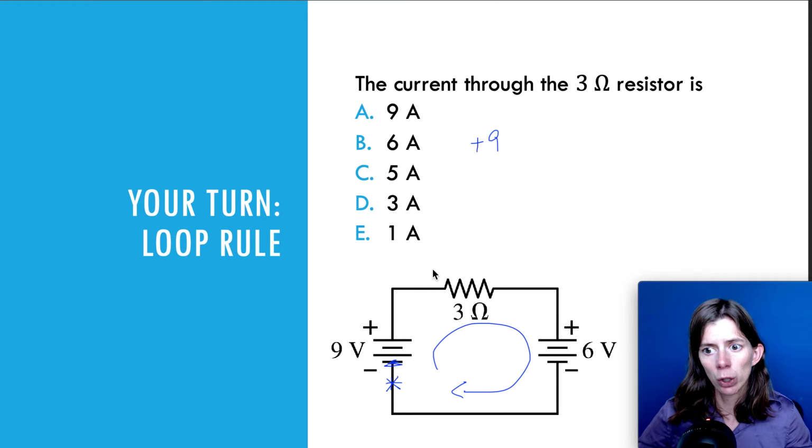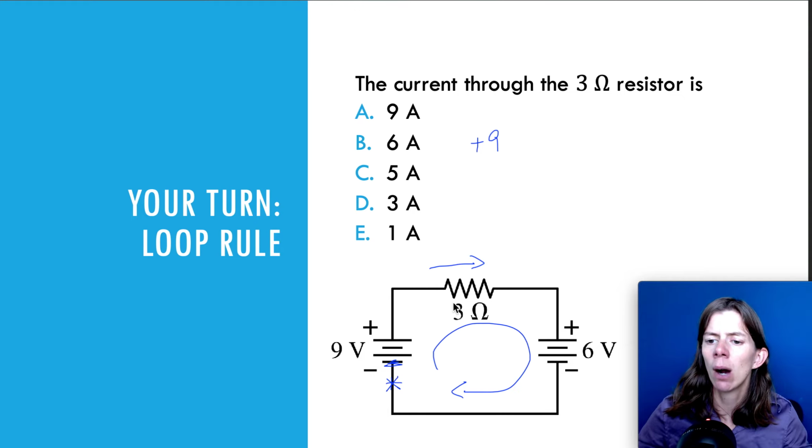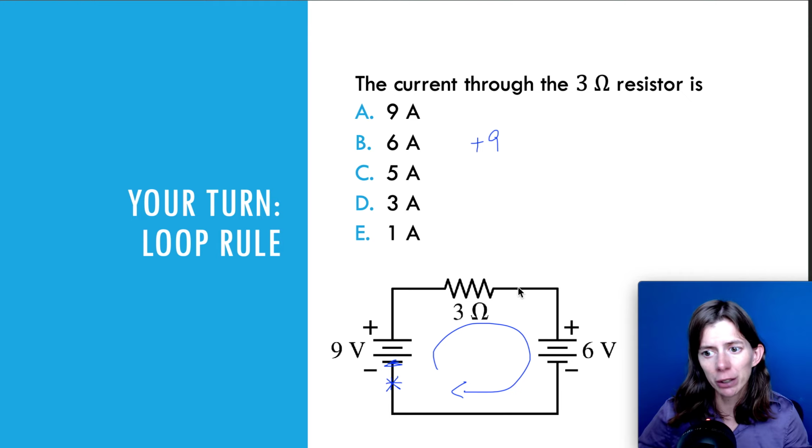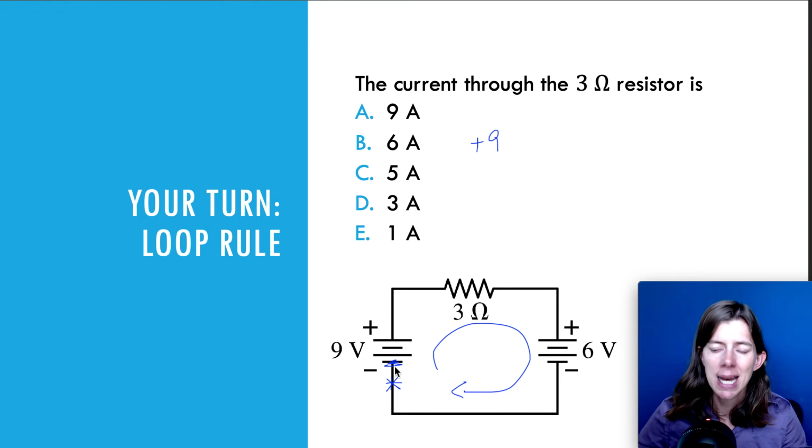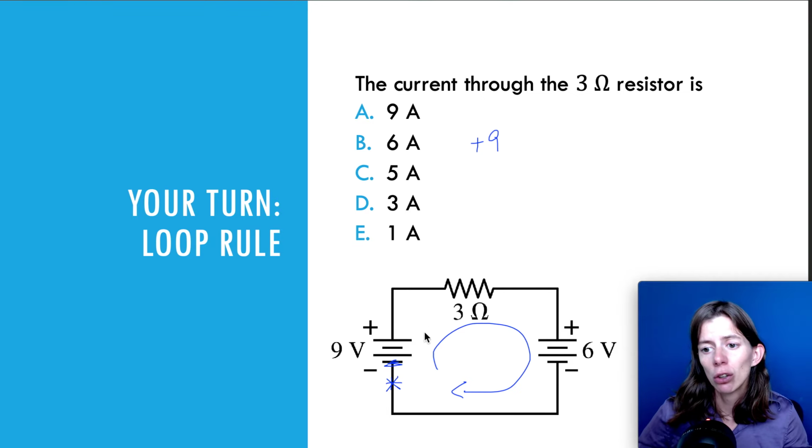And then we're going here. Now, are we going with or against the current? There's no current labeled. So that's one thing that you have to do when using the loop rule. If the current has not been labeled, you must label the current. Pick any direction for the current, but be consistent. So you can pick the current to be going clockwise or counterclockwise. It doesn't matter. Be consistent. I'm going to pick the current to also be going clockwise.